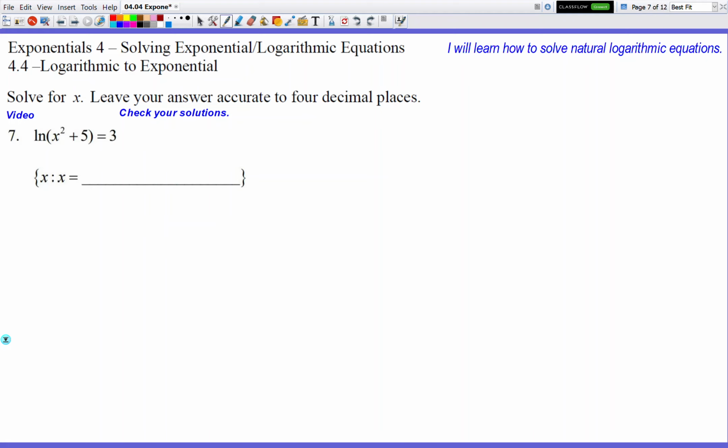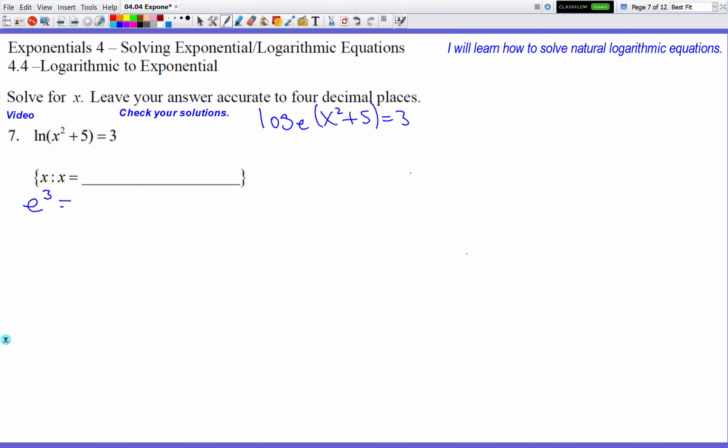So same thing, I'm going to rewrite this problem as log base e of x squared plus 5 equals 3. Okay, so this is probably going to be the hardest problem of this video because we got x squared trapped in the parentheses. So we're going to do our normal thing. We're going to go e, base e, power 3 equals x squared plus 5.